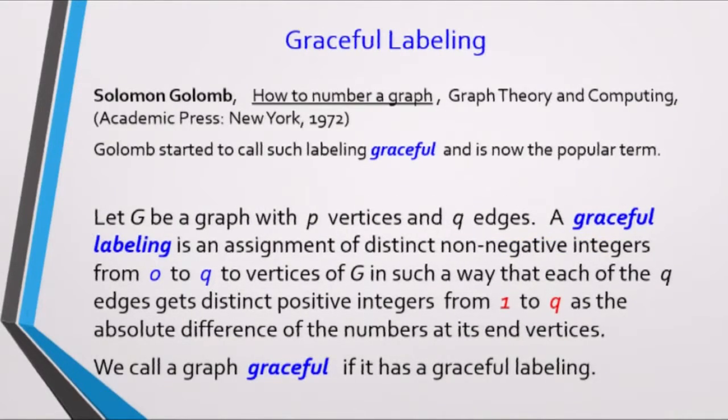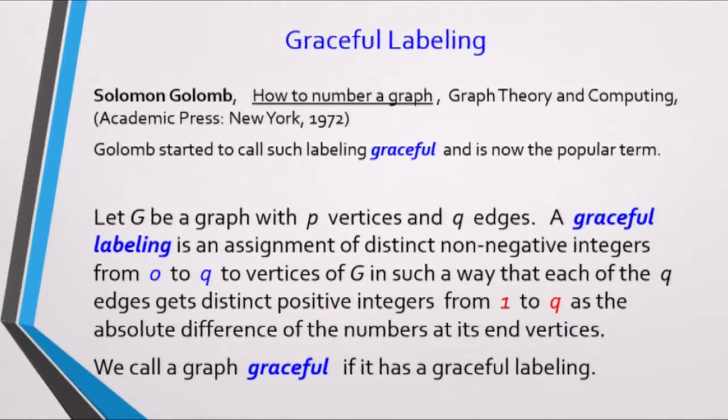In 1972, Solomon Golomb published a paper, How to Number a Graph. And then he started calling that beta valuation graceful, and from that point on, it is now called a graceful labeling.